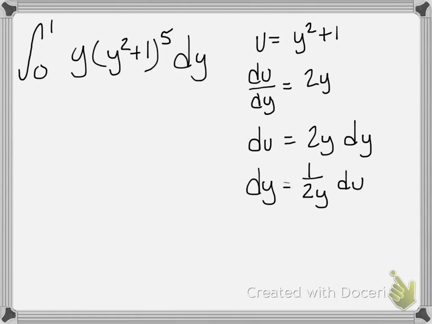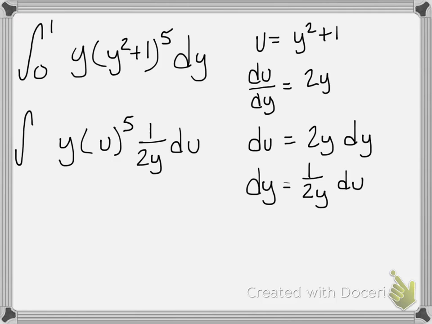Okay, so now that we found all of those, we will go through and get ready to plug all this stuff in. We're taking the integral, and we'll just leave the limits alone for right now, and that'll be y times our u to the 5th, and dy was 1 over 2y du. You can tell that y and that y are going to cancel each other out. So we're going to have the integral of u to the 5th times 1/2 du.